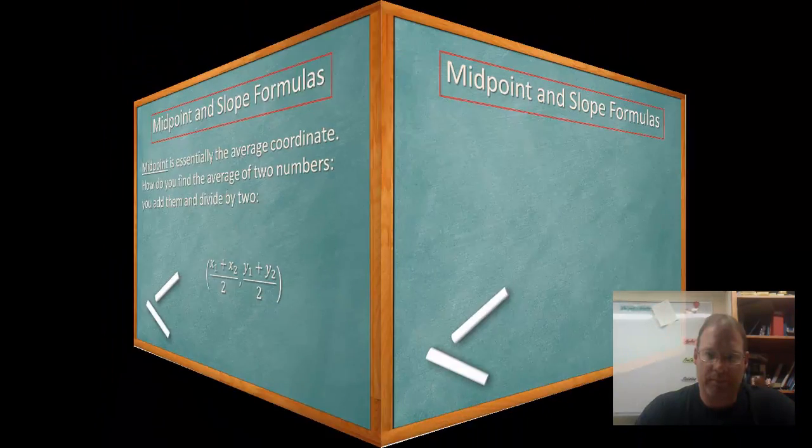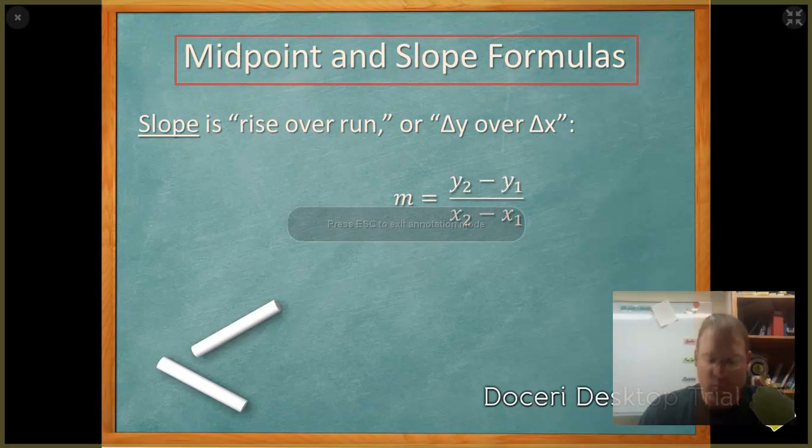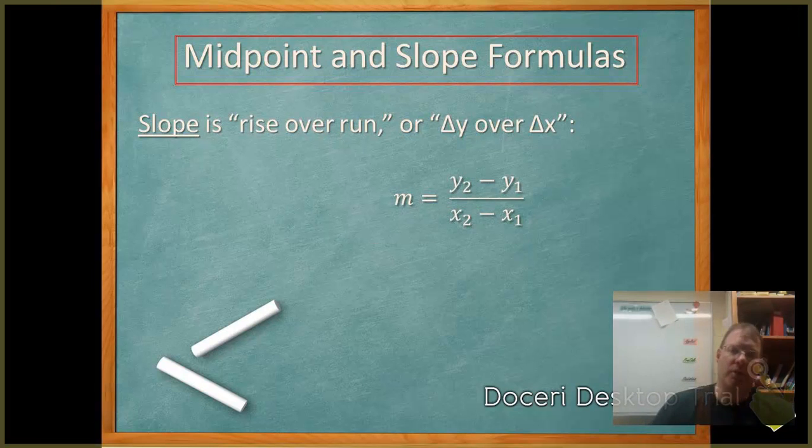Slope, you may remember phrases like rise over run, change in y over change in x. Okay, that's what slope is. The equation for it is the difference in y's over the difference in x's. Now, it doesn't matter what you treat as your y1 and your y2, but you do need to be consistent.